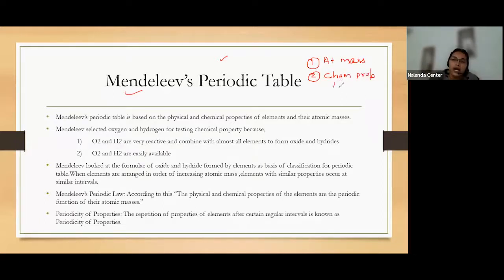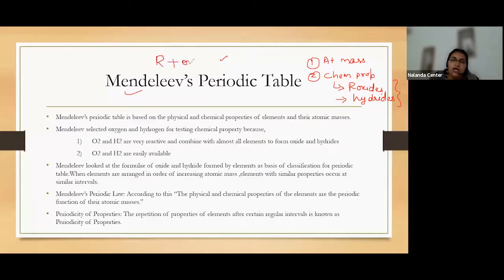In order to identify the chemical property, what did he do? He went ahead and checked the formula of oxides and hydrides which are formed by different elements. So what was the basis of classification of Mendeleev's periodic table? He had taken atomic mass as well as the physical and chemical properties of the elements. In order to check the chemical property, he went ahead and tested the formula of oxides and hydrides. What is meant by oxide?